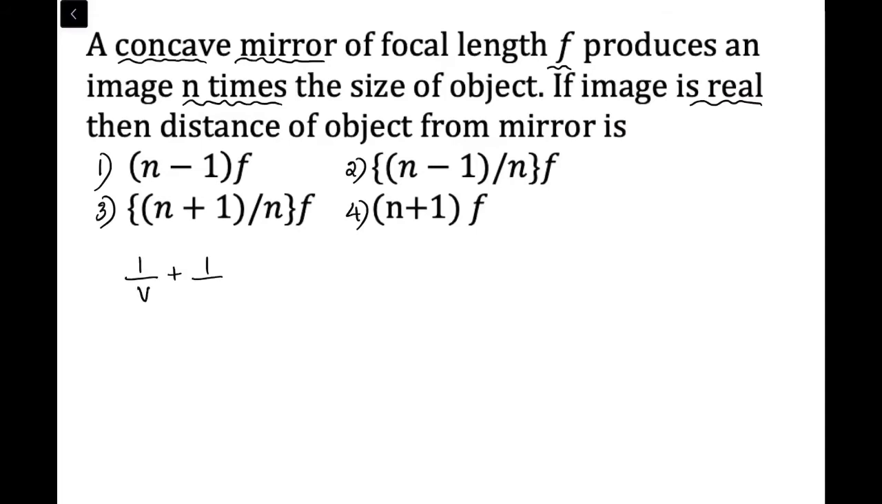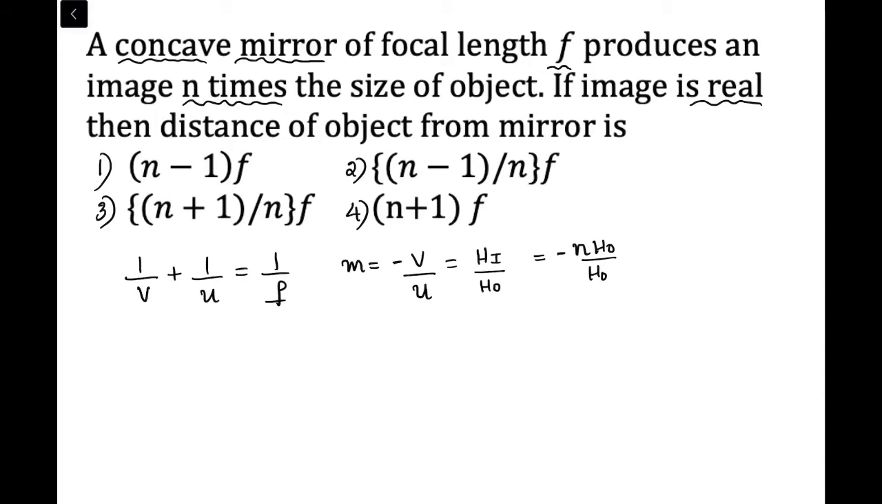Mirror formula: 1 by v plus 1 by u equal to 1 by f. Magnification formula: m equal to minus v by u. It is also equal to height of the image by height of the object. Now in the question it's clearly given that the image is n times the size of the object, meaning n times HO divided by HO. Also it is given that the image is real, so it should be negative.